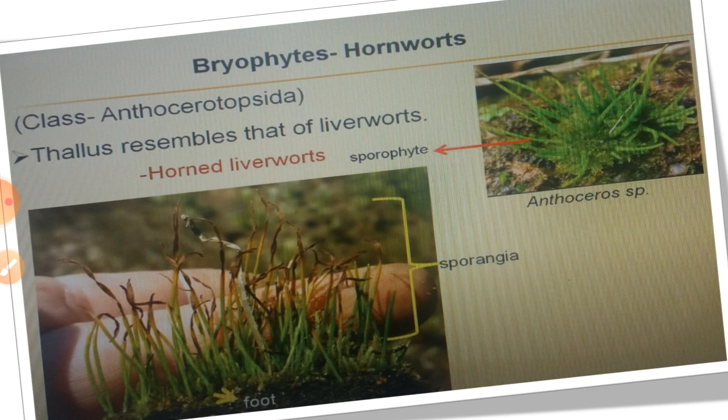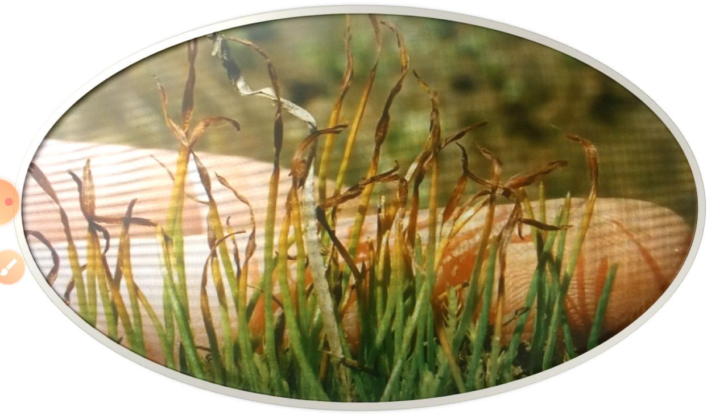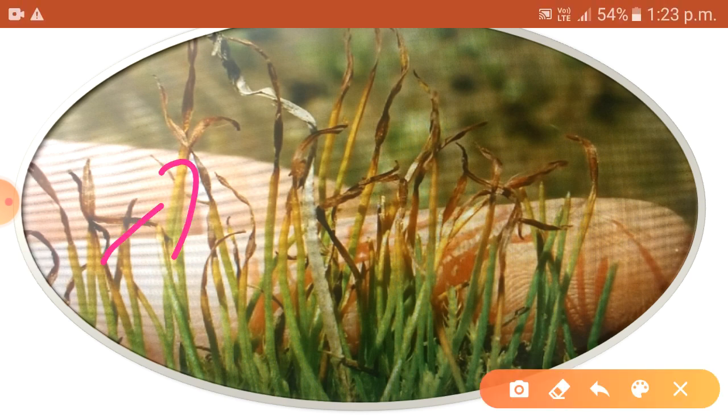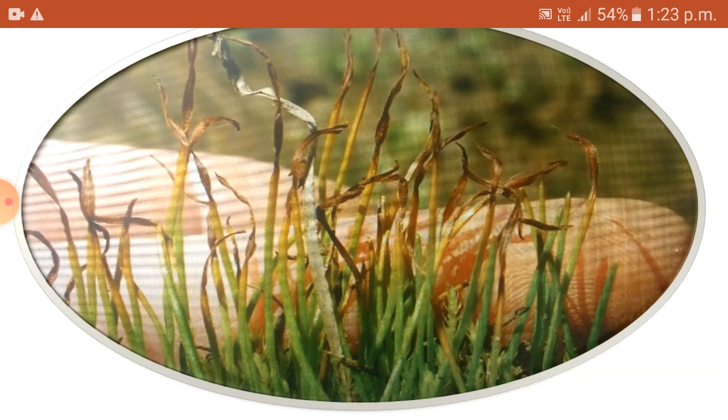The sporophytes in hornworts consist of a foot and a long sporangium. You can see there in the image I have mentioned the foot as well as the sporangia. When it gets matured, the sporangium splits longitudinally into two ribbon-like halves. You can see here in the image it is clearly given how it is being split longitudinally into two halves.